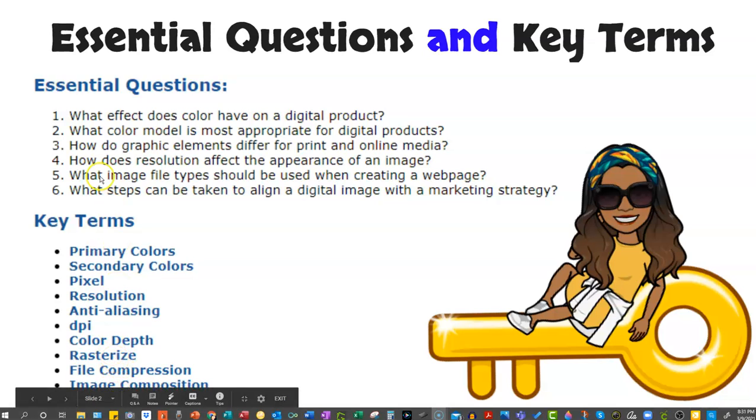So by the end of the module, I need you to be able to answer the question, what effect does color have on digital product? What color model is most appropriate for digital products? How do graphic elements differ from print and online media? How does resolution affect the appearance of an image? What image file types should be used when creating a web page? And finally, what steps can be taken to align a digital image with a marketing strategy?